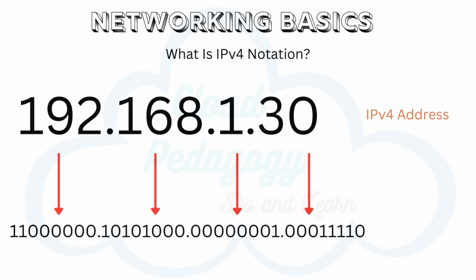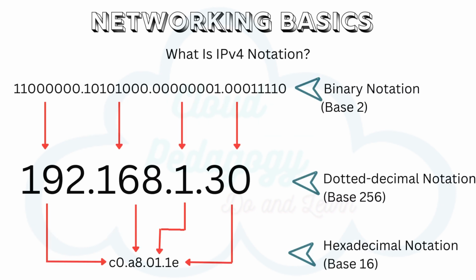Typically, you don't see an IP address in this binary format. Instead, it is converted into decimal format and noted as an IPv4 address. There are three notations to show an IPv4 address. As you can see here: binary notation, dotted decimal notation, hexadecimal notation. The three notations are diagrammatically represented as you can see here.